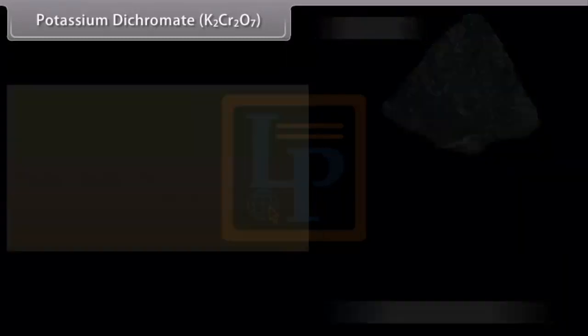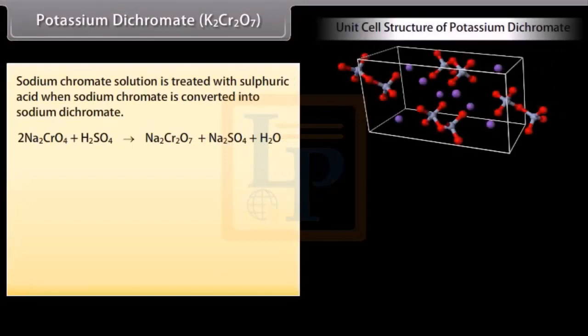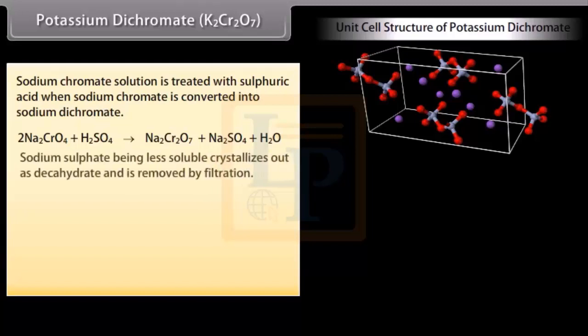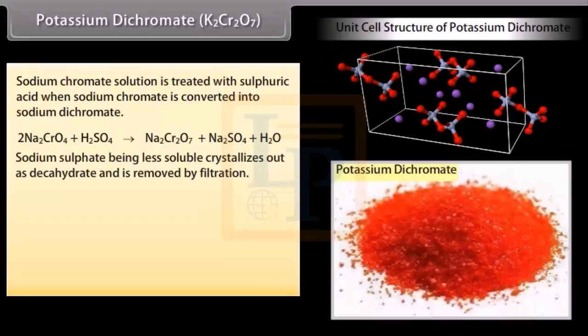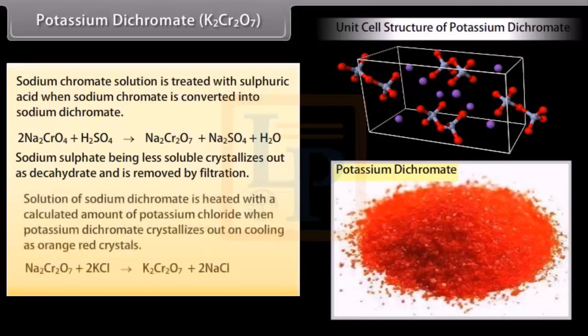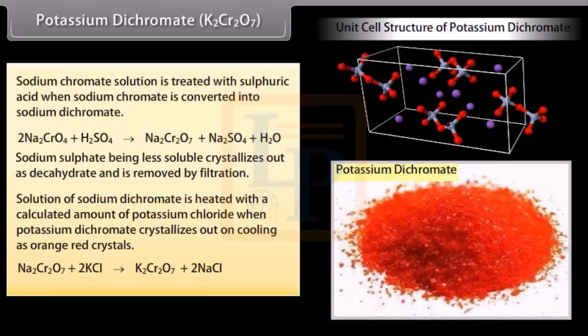left behind. Sodium chromate solution is treated with sulfuric acid, when sodium chromate is converted into sodium dichromate. Sodium sulfate, being less soluble, crystallizes out as decahydrate and is removed by filtration. Solution of sodium dichromate is heated with a calculated amount of potassium chloride, when potassium dichromate, being much less soluble than sodium salt, crystallizes out on cooling as orange-red crystals.